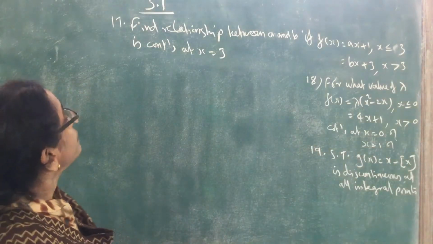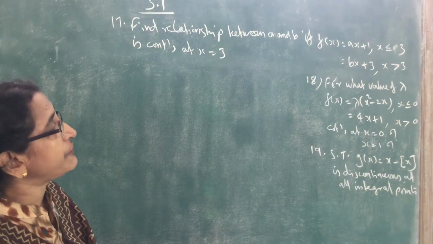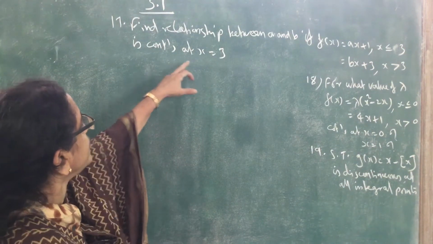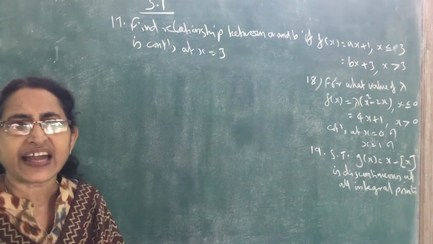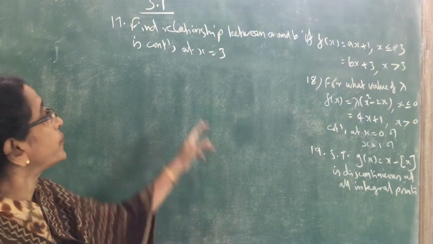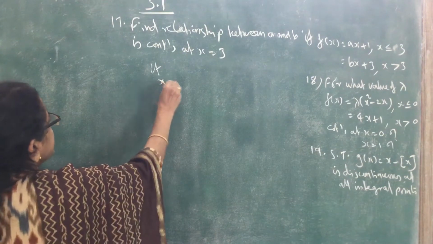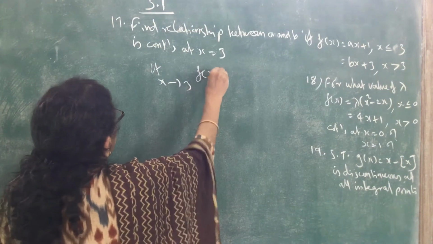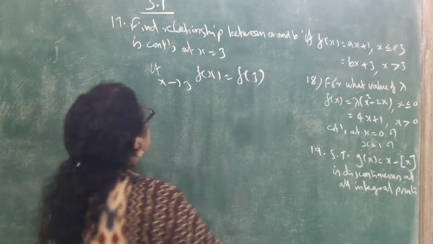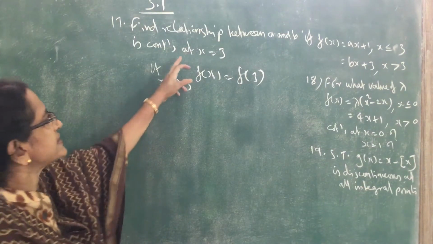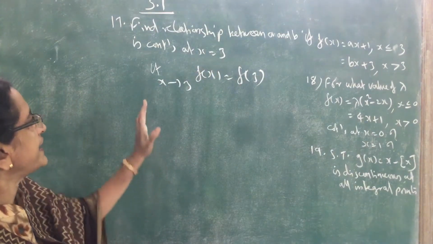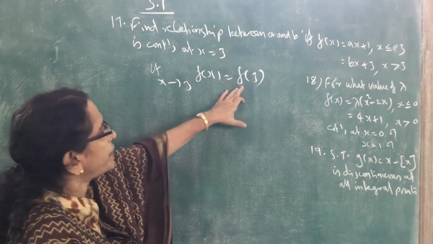17th one. Find the relationship between a and b if f of x equal to that is continuous at x equal to 3. So given that function is continuous at x equal to 3, by the definition of continuity, limit x tends to 3 f of x equal to f of 3.